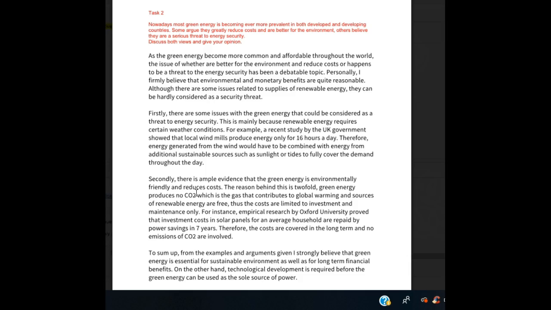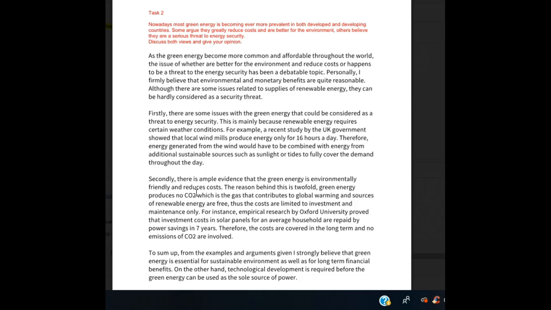For instance, empirical research by Oxford University proved that investment costs in solar panels for an average household are repaid by power savings in 7 years. Therefore, the costs are covered in the long term and no emissions of CO2 are involved. Let's see. Okay, all right, fine. Okay, yes, appropriate, fine.